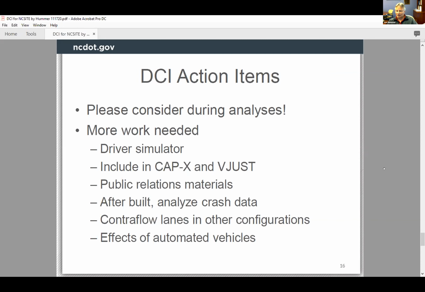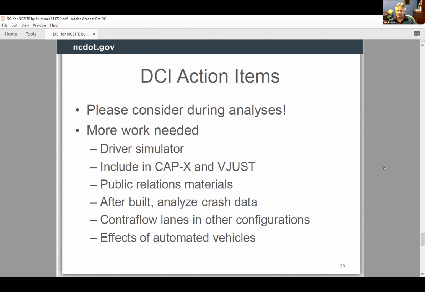We need a lot more research, driving simulator work for sure, to see if the drivers will do what we ask them to do. We need to include these new designs, a lot of new designs, but this one in particular in CapEx and VJust, so people can run the numbers out. We're going to need good public relations. We're of course going to need some crash data after we get one built. I think there's some potential for contraflow lanes in other configurations. Of course, I've kicked the tires on interchanges with contraflow lanes over the last few years, but maybe even some other intersection designs. I don't think we've exhausted all the possibilities yet.